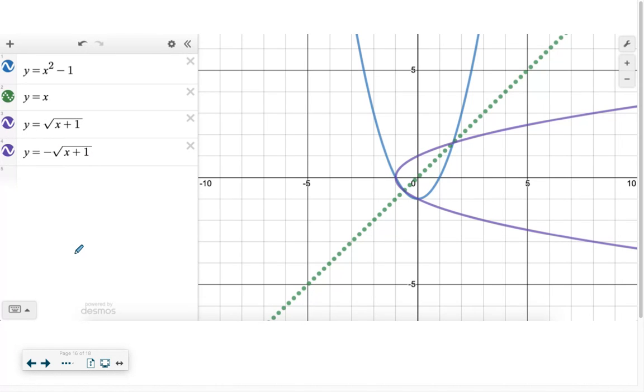So visually, this is what that looks like. All right, here's my original parabola, the blue one here, the line y equals x, and then I had to type in two different pieces for the inverse, the positive square root of x plus 1 and the negative square root of x plus 1. And we can see that those functions are reflections of each other across the line y equals x.